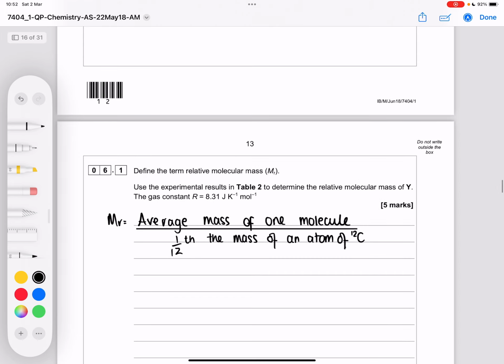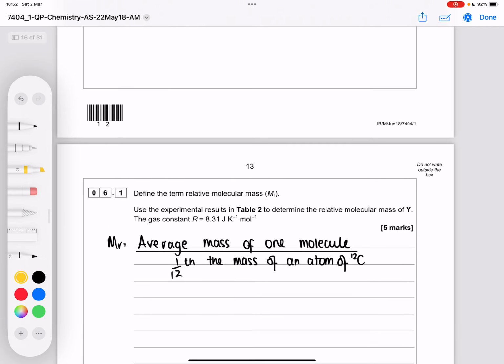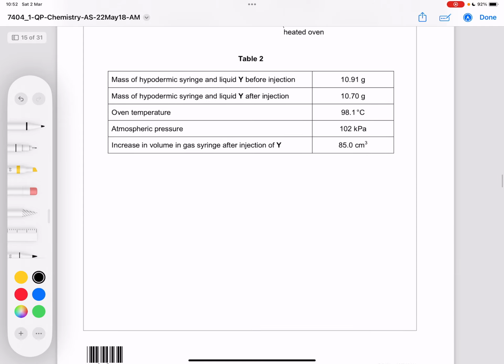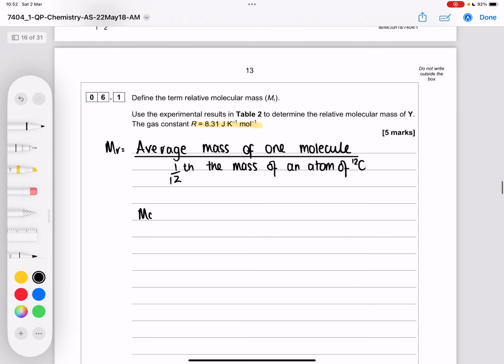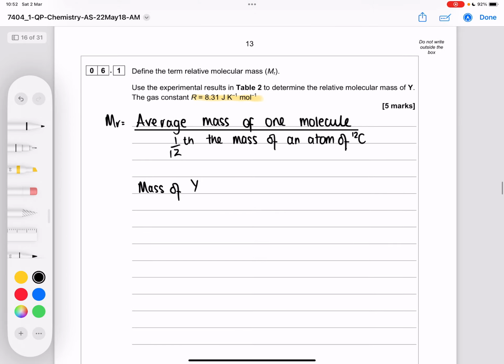Then it says use the experimental results to determine the relative molecular mass of Y. It's given us the gas constants. That's kind of a hint that we're probably using the gas law. So what we've got here is the masses before and after, so we can do a subtraction to find the mass of Y. So we're looking at our results, 10.91 and 10.70. The difference between those two numbers is 0.21 grams. We're going to need that later.